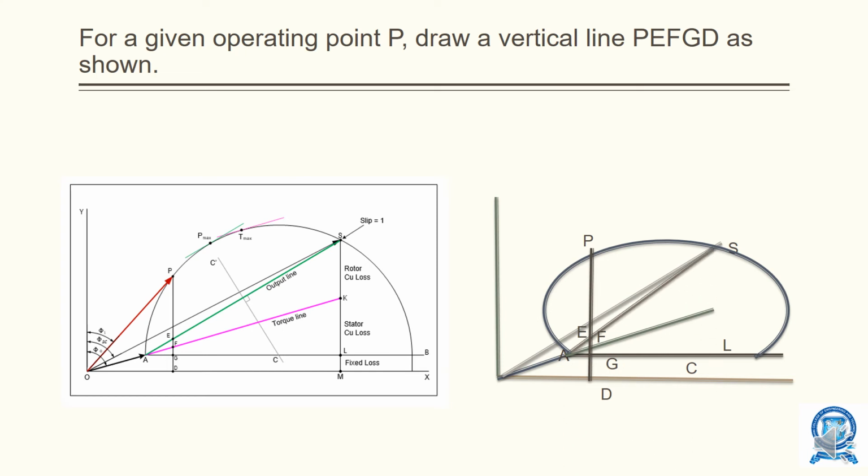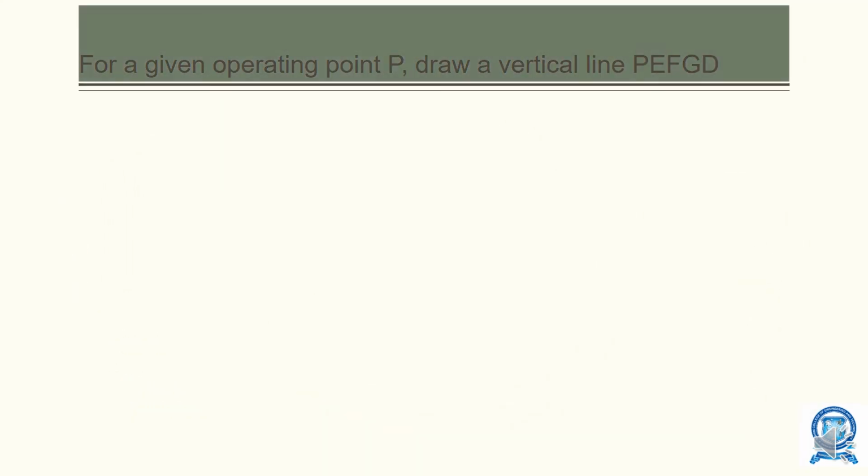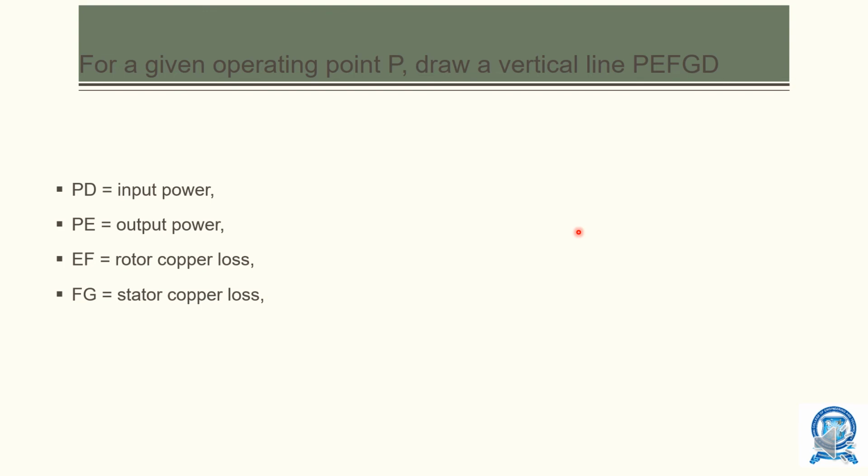Now what we are going to do is, for operating point P, from this operating point P, draw a vertical line. From this point I am going to draw a vertical line that bisects E, F, G and D. For a given operating point, draw a vertical line, and from this line we are going to calculate. PD is the input power, PE is the output power. Why do we call them the power line? Because EF is the rotor copper loss, FG is the stator copper loss, GD is the constant loss, that is iron loss plus mechanical loss.